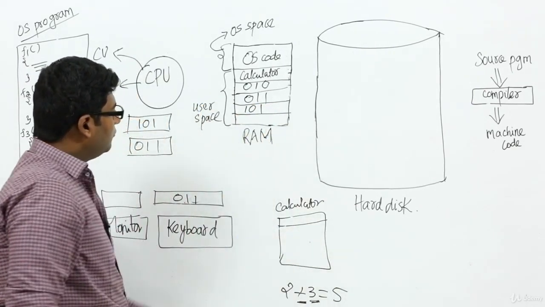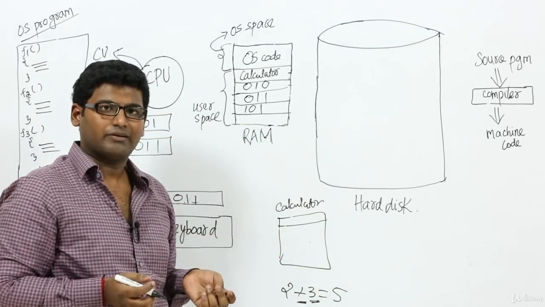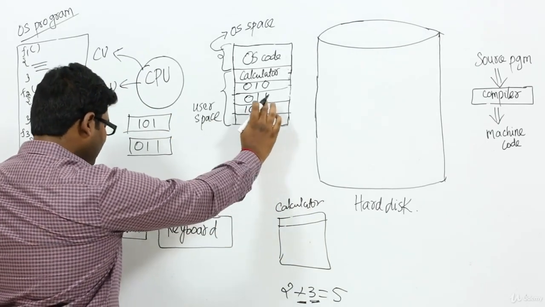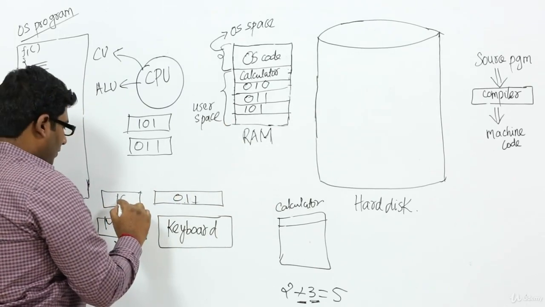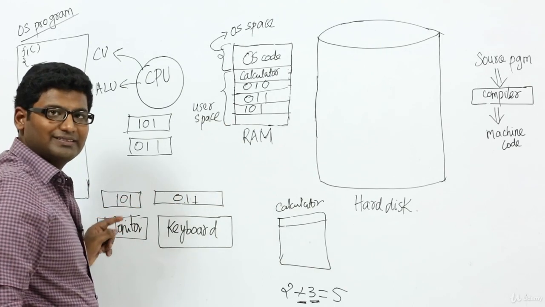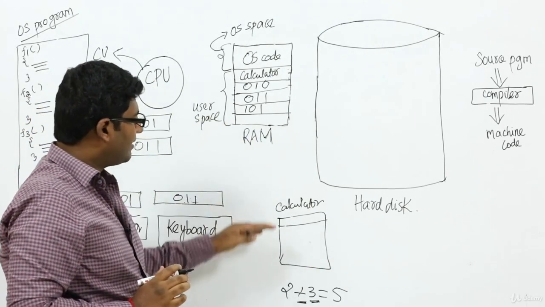Fine. Now this has to be displayed in the monitor, right? We want to see the result in the monitor. Now what will be done is, this 101, which is the result, will be placed in the monitor's buffer, as a result of which we are able to see the result on our computer screen. Okay, this is how this is being done.